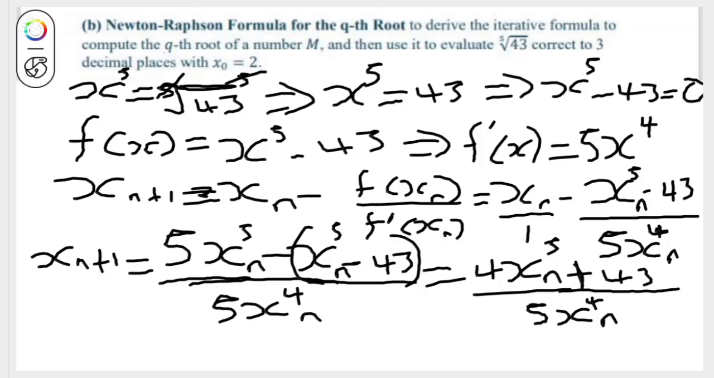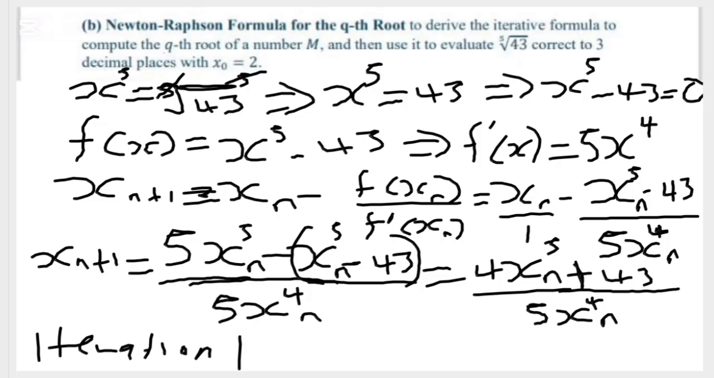So therefore, the next thing that we are going to do is find the iterations: first iteration, second iteration, until the point where two iterations are equal. So let's say iteration 1, when n is equal to 0.